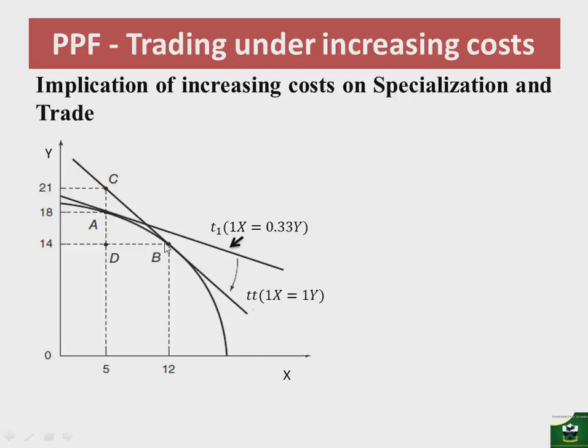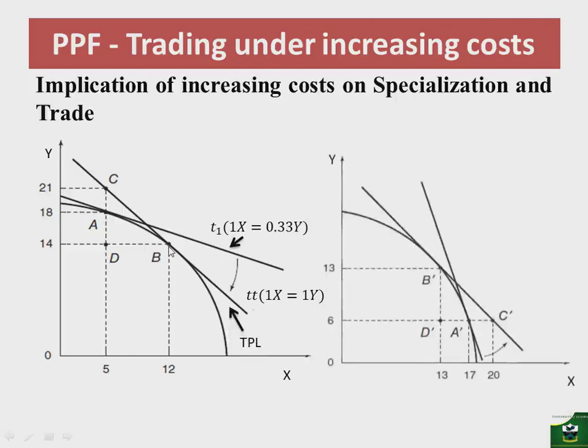At that point, the international terms of trade faced by nation 1 is equal to the international terms of trade faced by nation 2. And the opportunity costs here are the same, meaning there will be no comparative advantage at point B. And this new line that we have is now our trading possibility line.